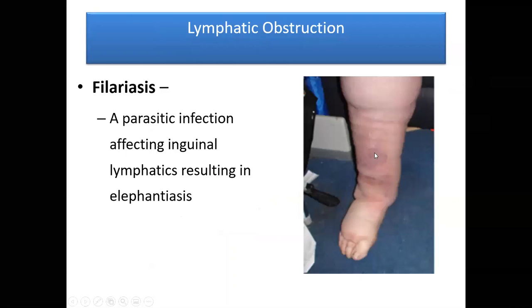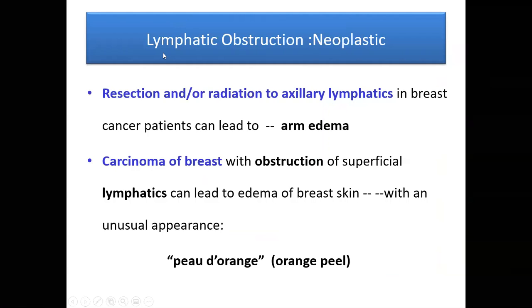This is an example, secondary to Wuchereria bancrofti. We call it filariasis, and this appearance is known as elephantiasis. This organism has destroyed the lymphatic vessels in the lower limb, and that has led to localized edema. You don't need to remember the name of the organism, but remember the picture is showing filariasis, and the appearance is known as elephantiasis because the legs look like the legs of an elephant. Terrible infection.